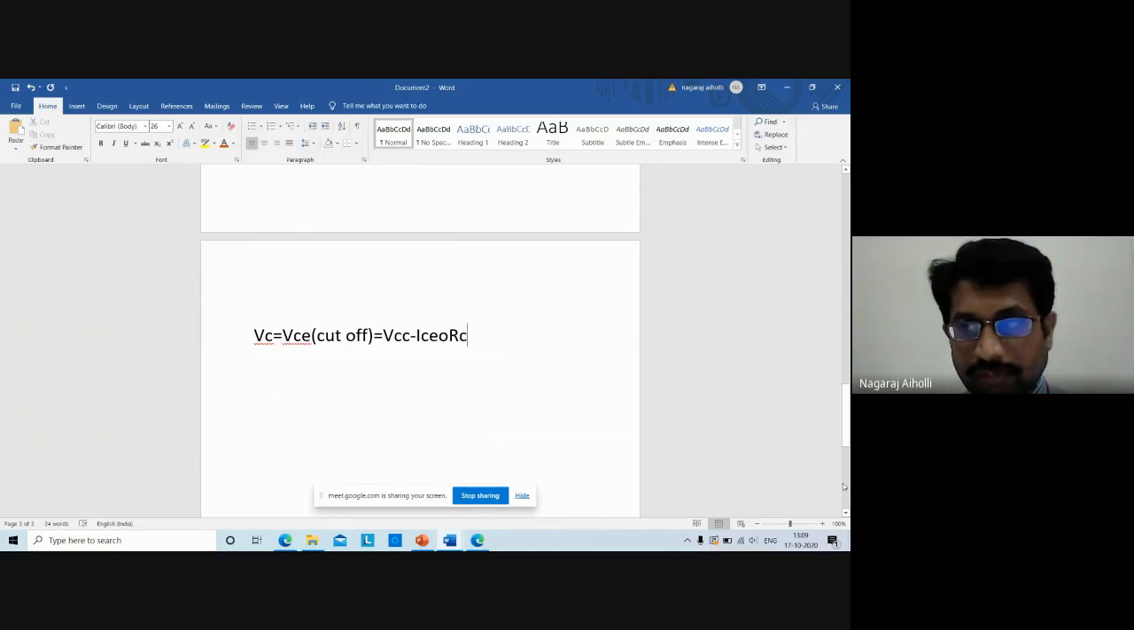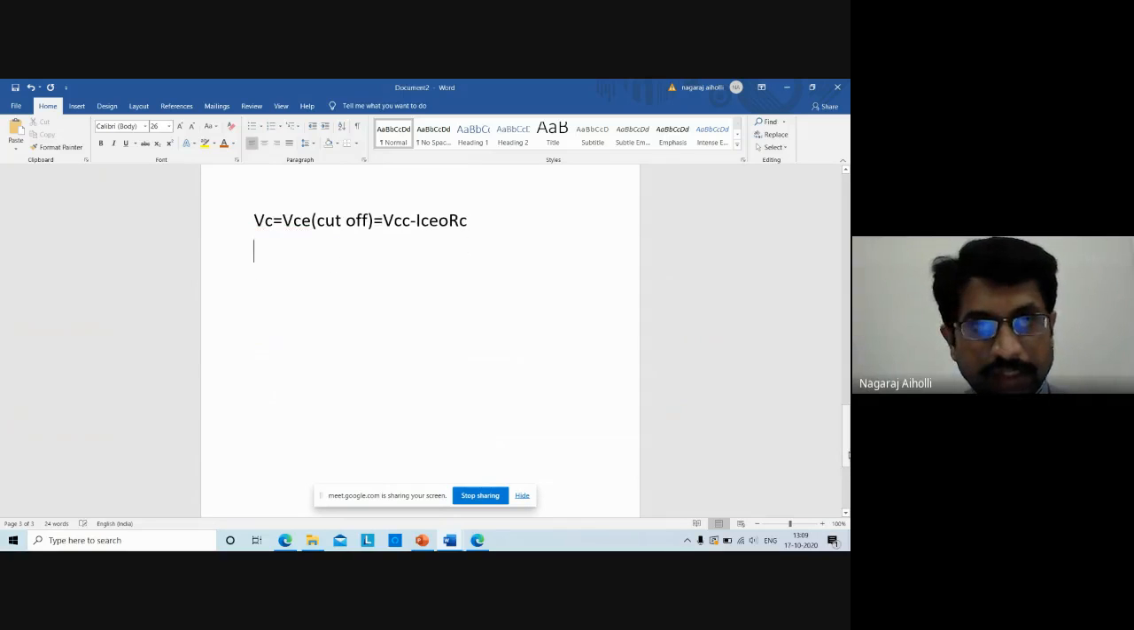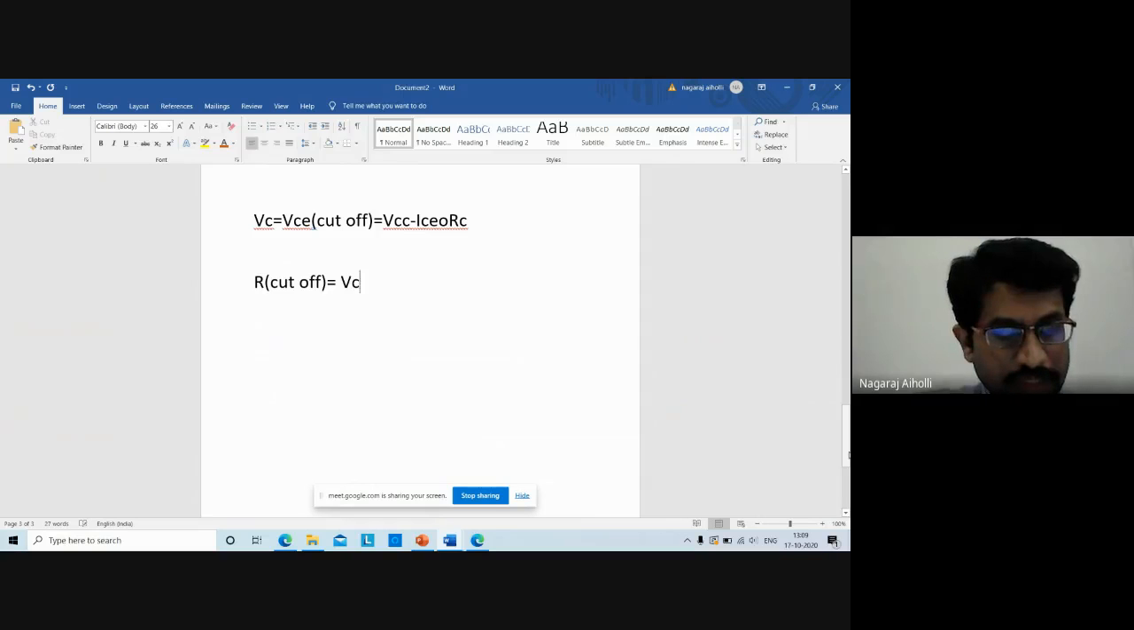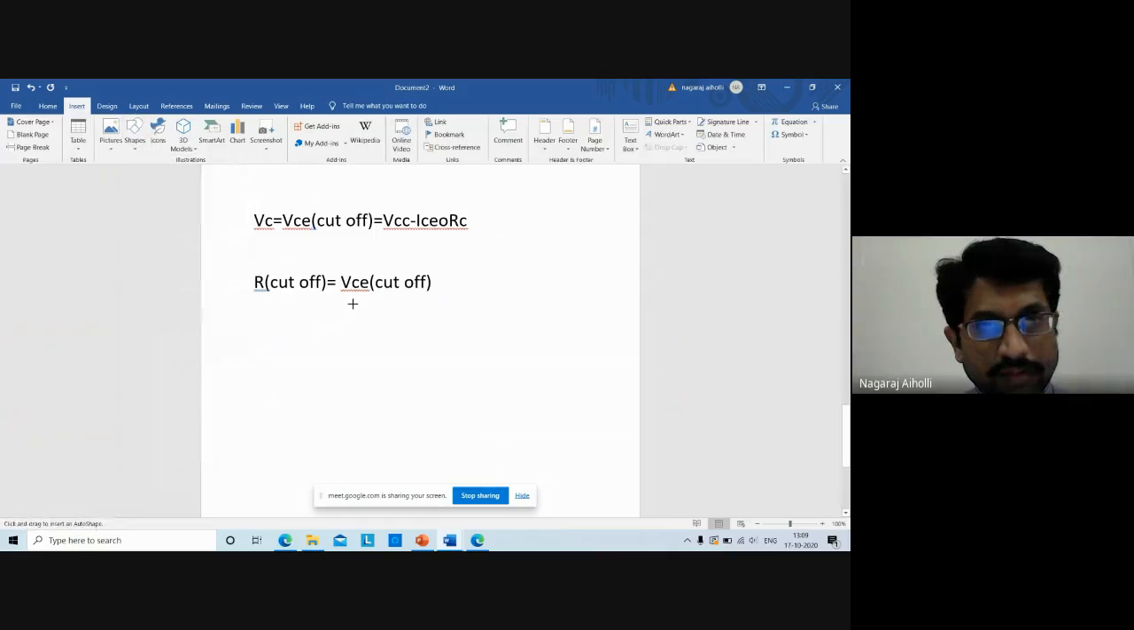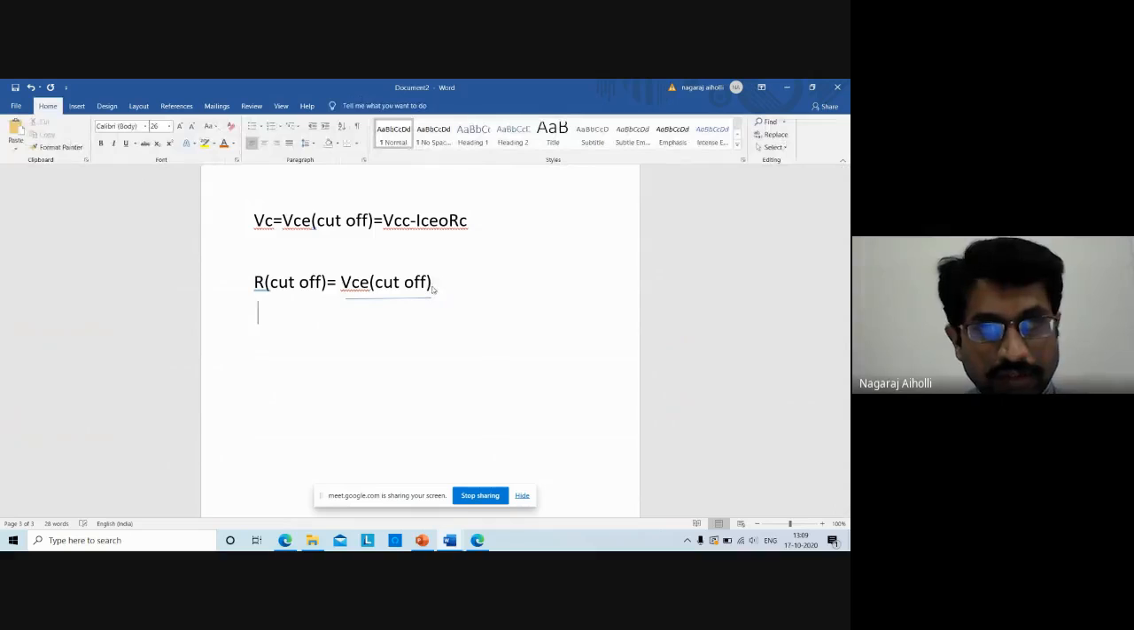Then R cutoff. Similarly as we have written for R saturation previously, we can write the equation for R cutoff, the resistance under cutoff condition. This is given by VCE cutoff divided by the value ICEO, the leakage current, because leakage current is flowing into the collector terminal.